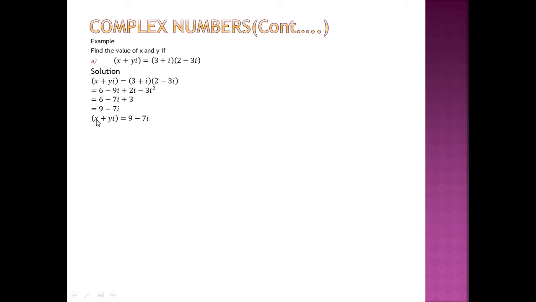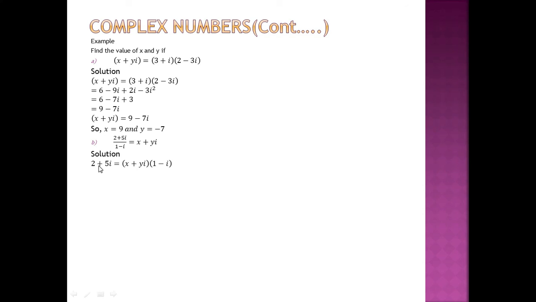So we compare: x plus yi is equal to 9 minus 7i. Since we equate the real part and the imaginary part, because these numbers are equal, x is going to be equal to 9 for the equation to balance, and y is going to be equal to negative 7. Simple like that. And we have this example as well, where we have to simplify the left hand side so that we can have the values of x and y.